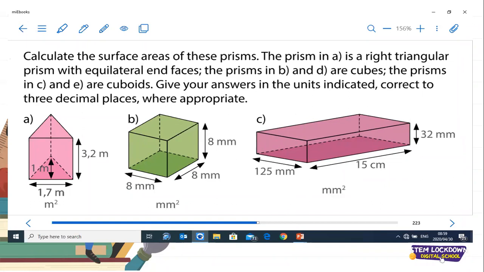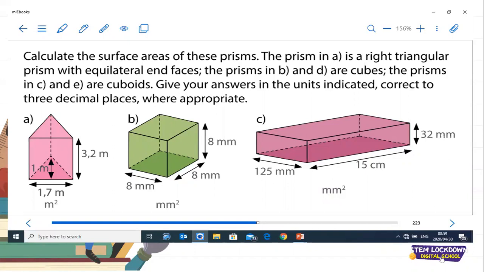And then the base, what is the base, B? The base is 1.7 meters. And of course, the height of the prism is 3.2 meters. So basically, the height of the prism will be 3.2 meters. Can we use this particular activity to complete the volume of the triangular prism?